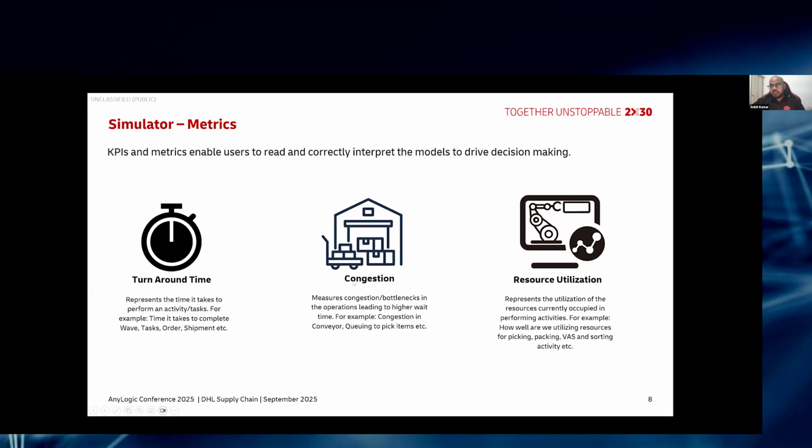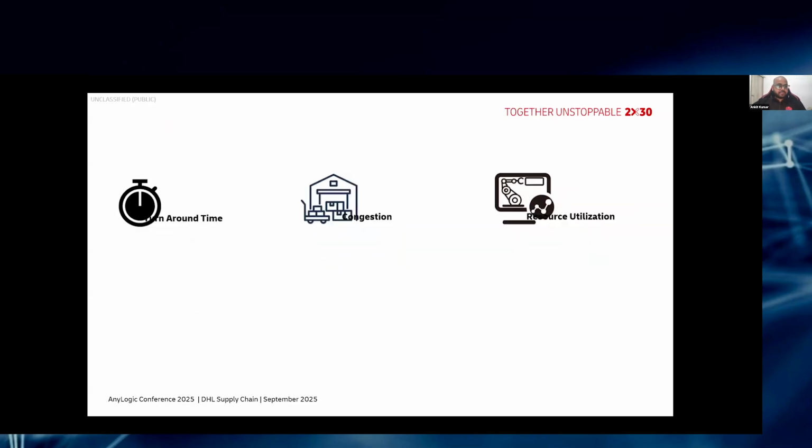If congestion is not explainable, then the user can quickly see the utilization, how many resources are there, and whether we need more resources or not. So this is why we are focusing on these 3 KPIs.